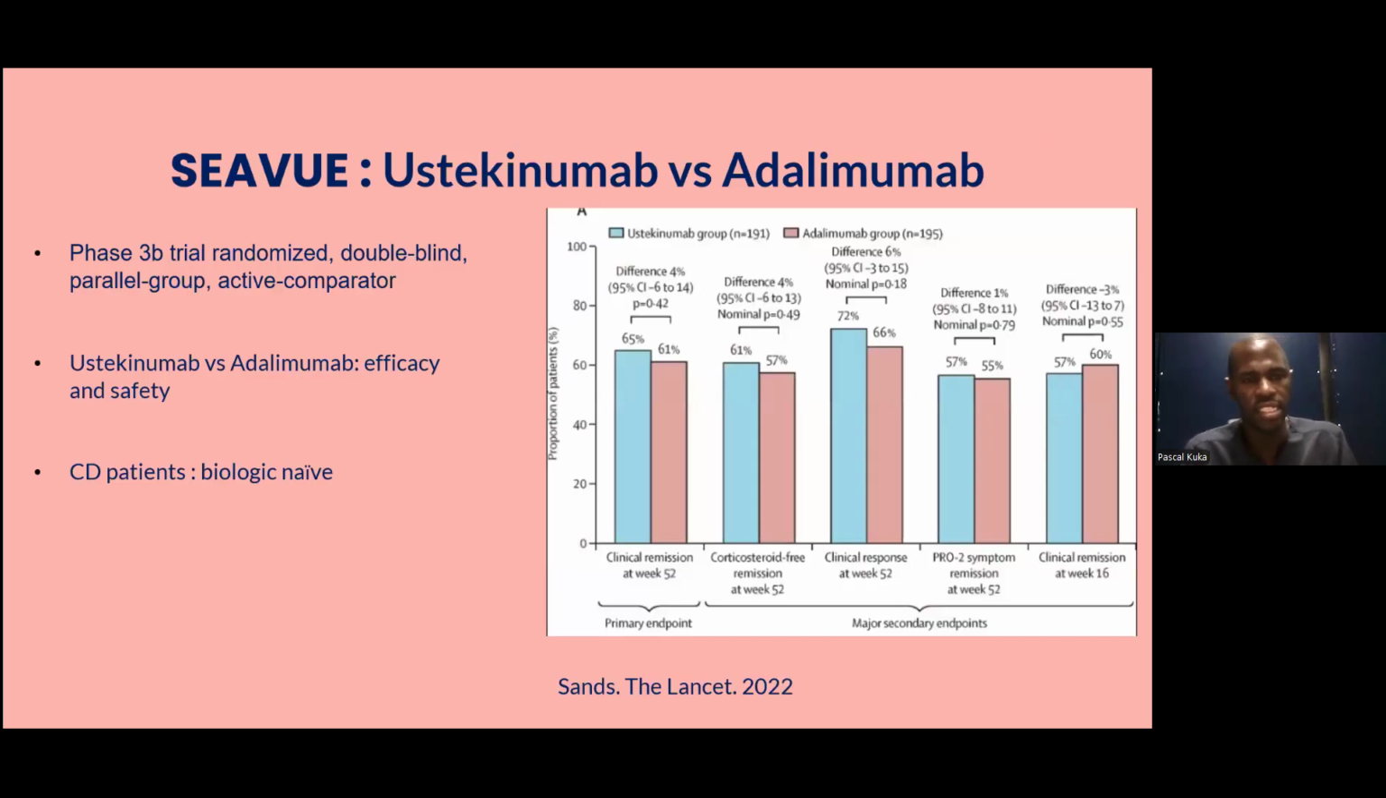So we'll start with the SEAVUE trial, which looked at ustekinumab versus adalimumab in biologic-naive Crohn's disease patients. The trial established non-inferiority of ustekinumab compared to adalimumab in terms of efficacy for clinical remission, as well as other patient-reported symptoms. However, as you know, because of the high risk of infections with adalimumab, this trial can be significant for patients who are thinking about the risk of infections.